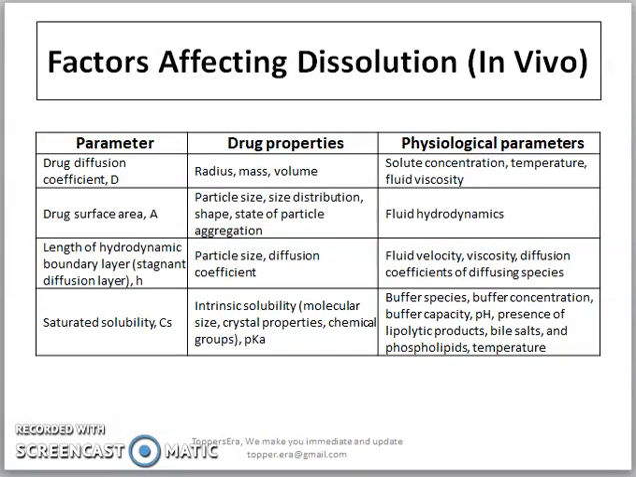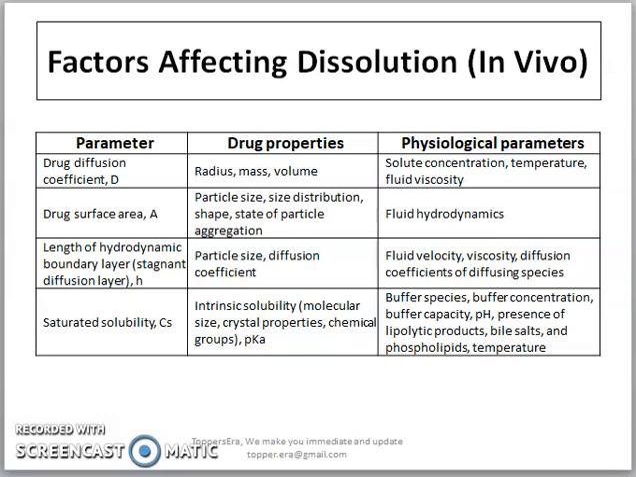Now we will talk about the factors which affect in vivo dissolution rate. There are several parameters which affect the dissolution rate. First, we will talk about the drug diffusion coefficient. It depends on radius, mass and volume of the dosage form. Physiological parameters like solute concentration, temperature and fluid viscosity also affect the drug diffusion coefficient.